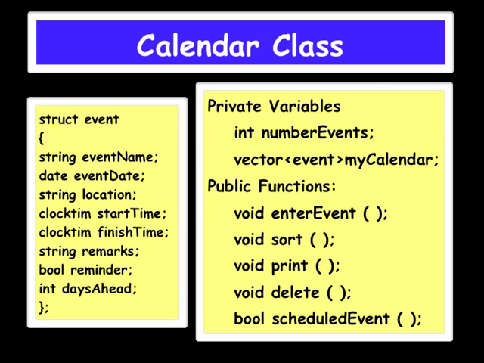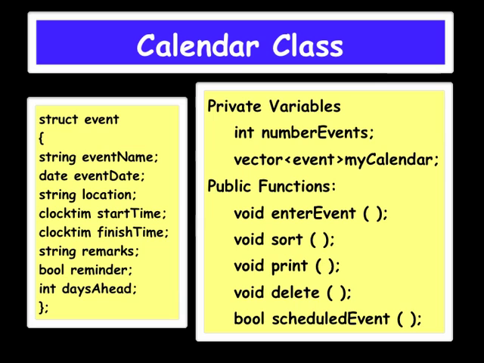Then we could have a calendar class. So what we would do is we would have an event, but instead of declaring the structure for date and time internally to the class, we would use the classes in this particular class as well. So we would have struct event, where we could then have an event name, an event date, the location. Notice we're having a clock time for a start time and a clock time for a finish time, a place for remarks, and so on.